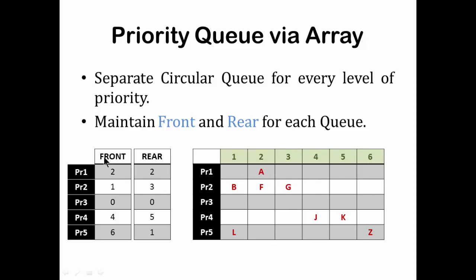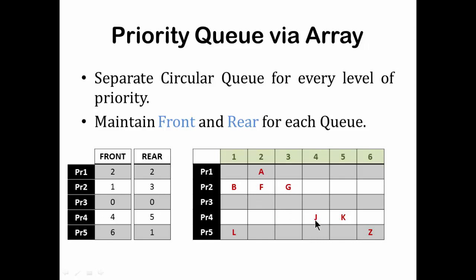So therefore I have a list over here of the front and the rear for each queue. So priority 1, there is only one element, so the front and rear are the same, that is 2 and 2. In priority 2 we have got 3 elements, so we have got the front as 1 and rear as 3. There are no elements in 3, so front and rear are 0.